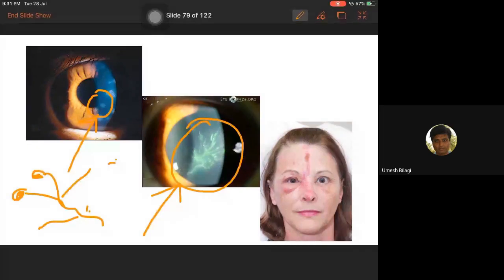This is a picture you can make out here. There is an infratrochlear nerve involvement because of something known as Hutchinson's rule. In Hutchinson's rule, there will be involvement of the nasociliary nerve that results in the involvement of the tip of the nose and also the ocular involvement.